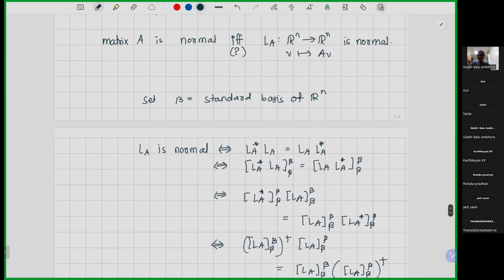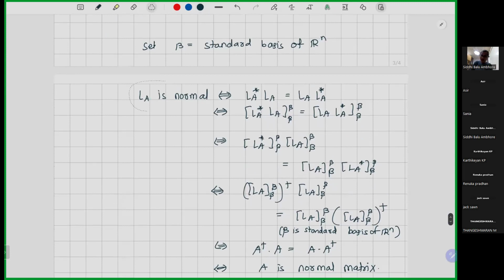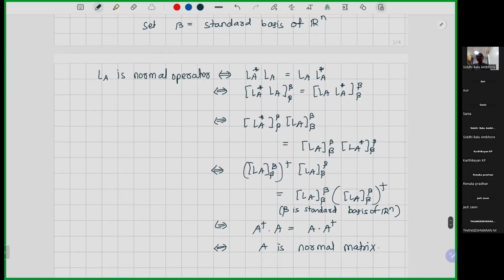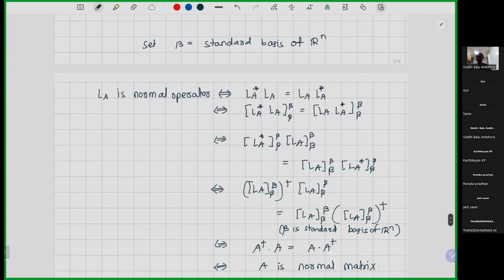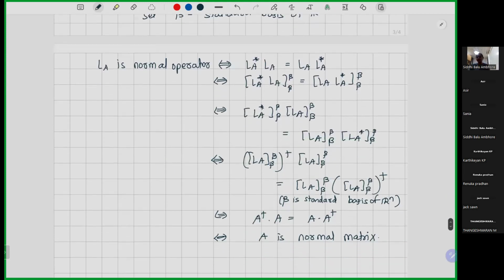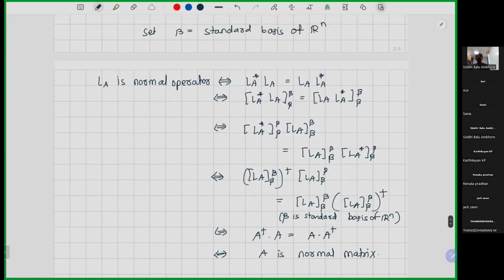So these are if and only if conditions. LA is a normal operator implies that the corresponding matrix, the matrix which is multiplied to get LA, is also a normal matrix. Is there any doubt? These are just properties of linear transformation matrices and how A is associated with LA with respect to the standard basis. Is it okay?